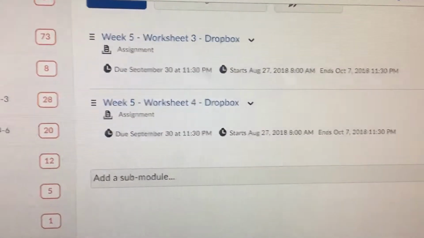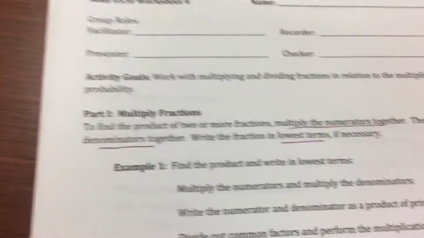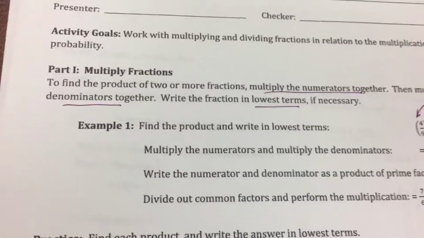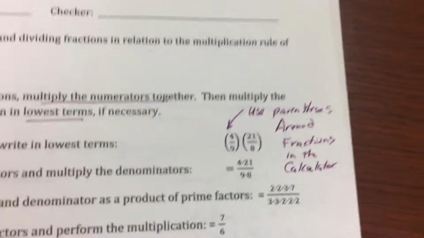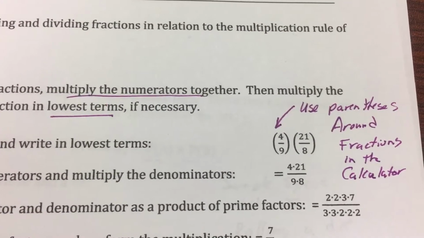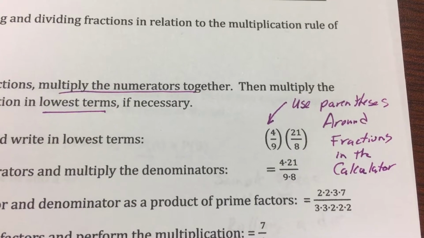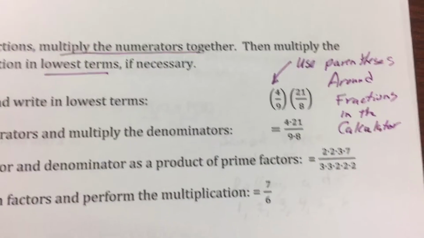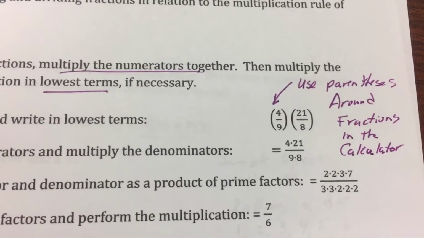But let's look for a second at the handout. And let me pull up a calculator on the computer. Now, in this section, we're going to talk about multiplying fractions. And when you multiply fractions, all you do is multiply the numerators, the top numbers, across, the denominators across, and then simplify. But in this problem, they show you how to go about simplifying by factoring. What we're going to do is just use our calculator.